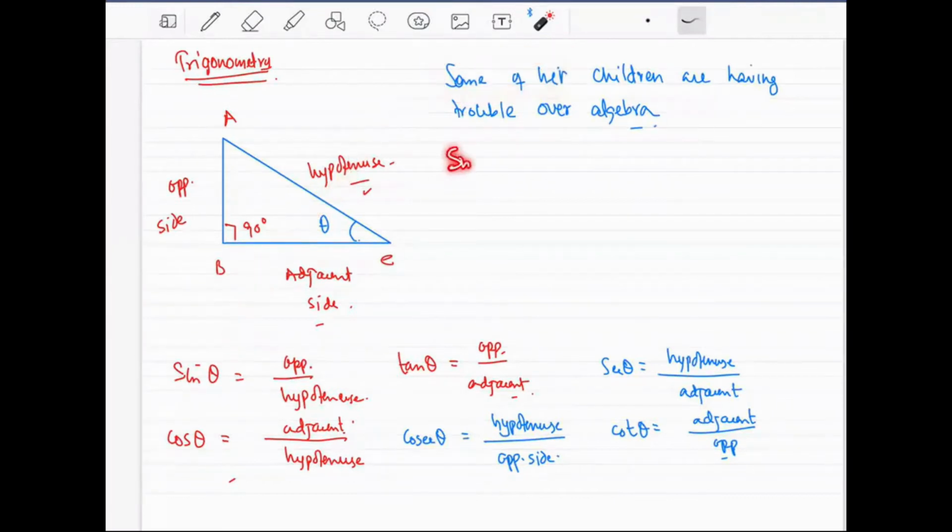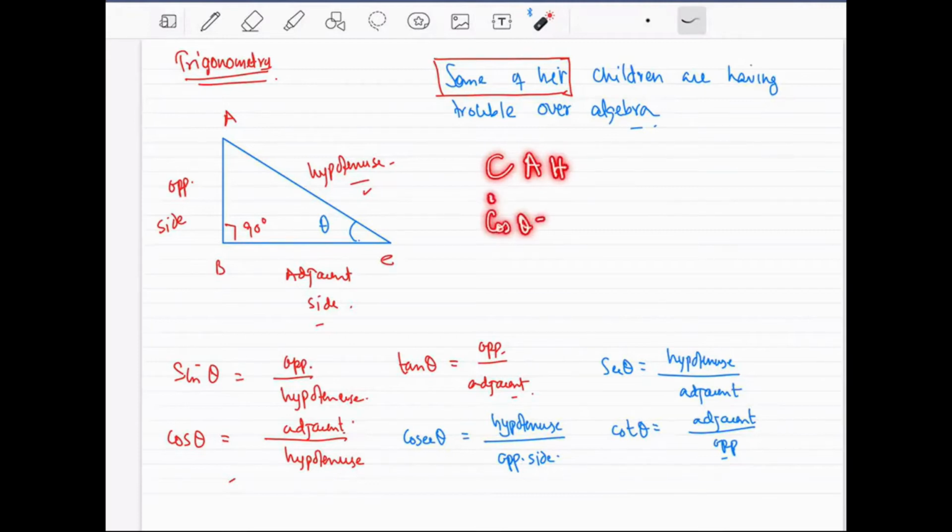So sine theta is from here. By looking at some, of and her, we will have opposite divided by hypotenuse. Let me just encircle them. This is for sine. And for the remaining middle three, children are having, you take the starting letter of each word similarly. Children is C, are is A, having is H. So this is the formula for cos.